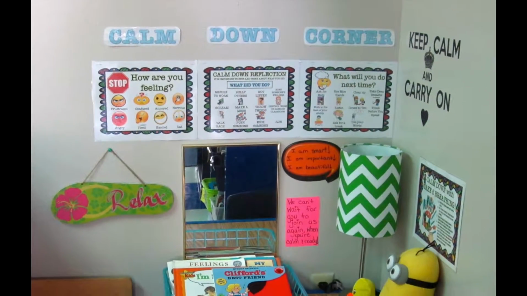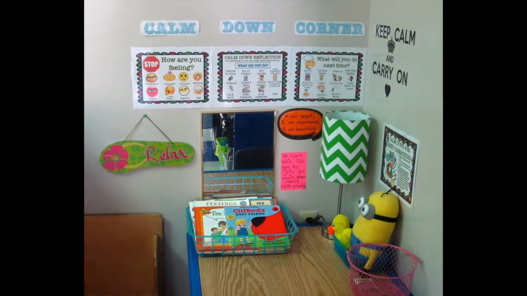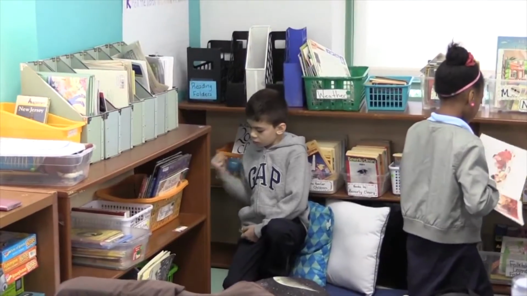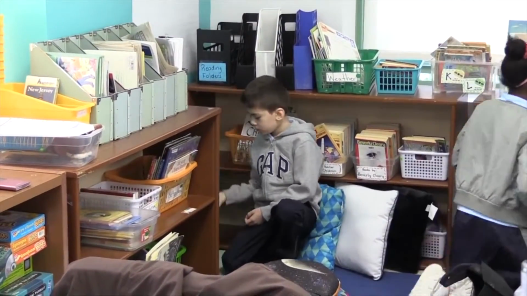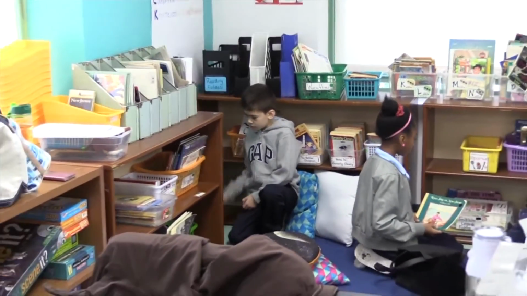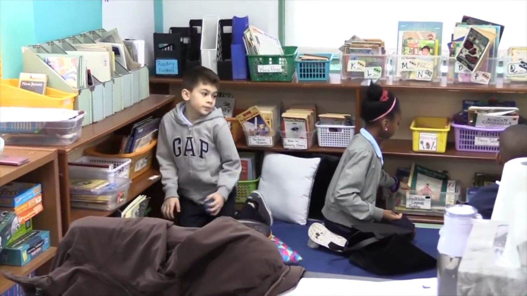A more creative route would be to make a calm down corner. This is a place where a student can go to calm down by playing with some toys and remove themselves from a stressful or aggravating situation, allowing them to calm down and prevent an impulsive outburst.